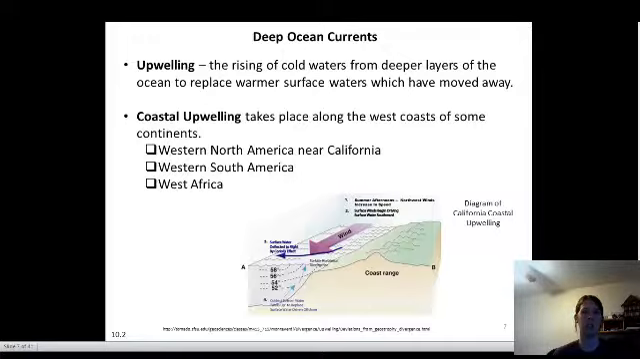Okay, when we talk about upwellings, this is the rising of cold waters from deeper layers of the ocean to replace the warmer surface waters which have moved away. And this is because of the wind movement. And then coastal upwelling takes place along the west coast of some continents, Western North America, South America, and Africa specifically. So this is where your wind is blowing your surface water away. And as that goes, you have the upwelling of the cold water moving up to the surface here.